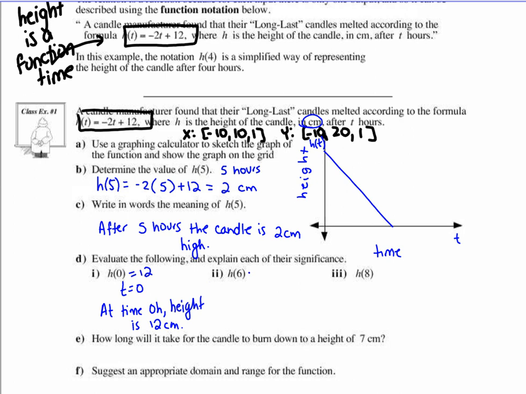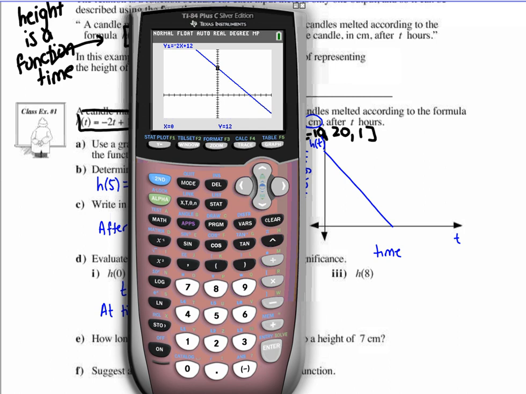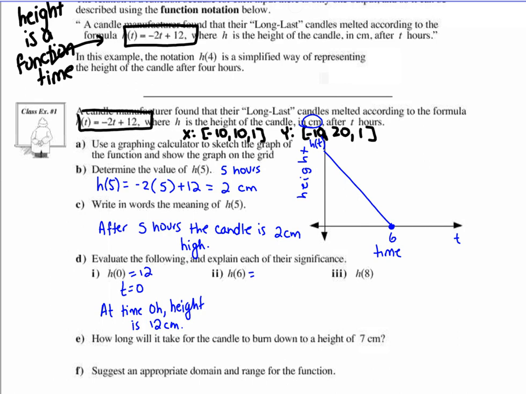H of 6. Again, let's use our calculator. Trace 6, enter, gives me 0. Oh, look at that. So this is 6, and this was 12. We can add that on our graph. That means after 6 hours, there is no more candle left. The candle has burned down to 0.